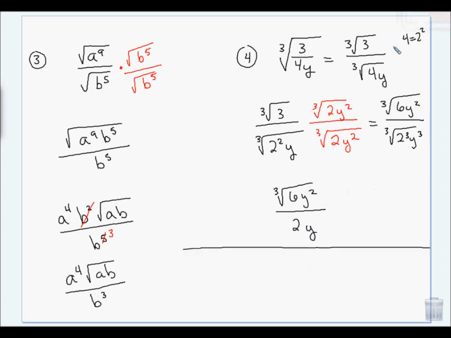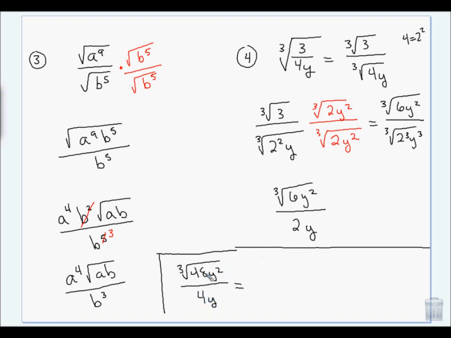If you didn't see that 4 was 2 squared, you could have done 4 squared y squared. And what you would have ended up with is the cube root of, sorry, not 12, 48. Because it's 4 squared, so it's 16 times 3, right? So if you had done 4 squared y squared, you would have ended up with the cube root of 48y squared over 4y.